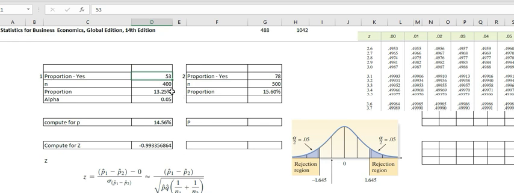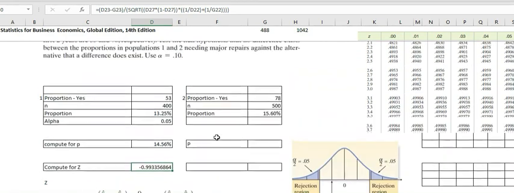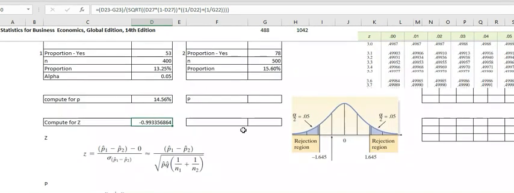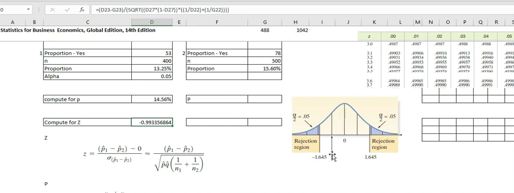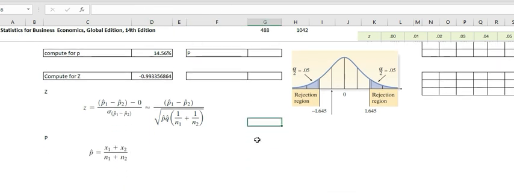Now since 0.99 is less than 1.645, which is outside the rejection region, we have no reason to reject. They have no difference. So the decision based on the z value is no difference.